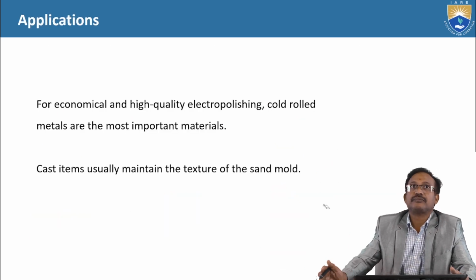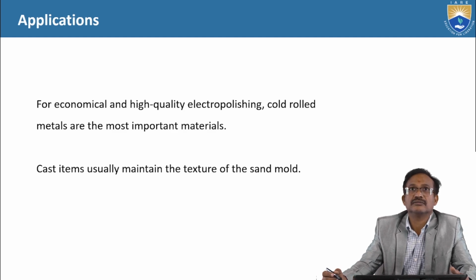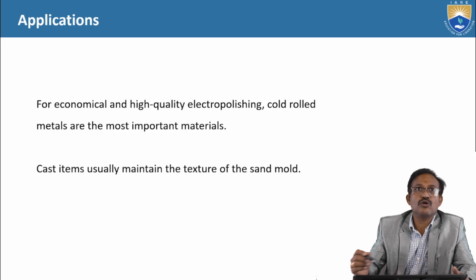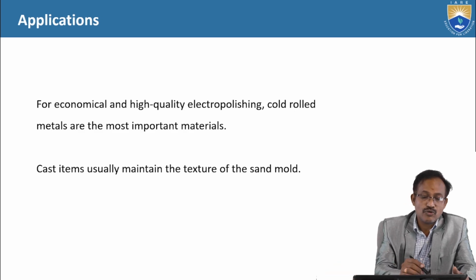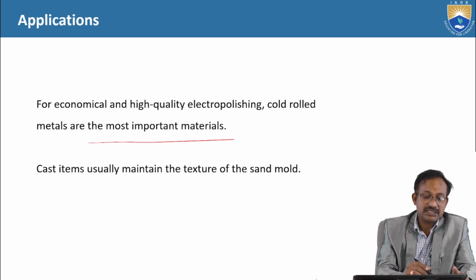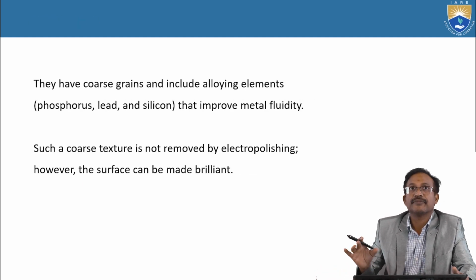Now, applications. So applications are very important in the perspective of quality and the usage. Okay, for economical and high quality electropolishing, cold rolled metals are the most important materials. Okay, cast items usually maintain the texture of the sand mold.